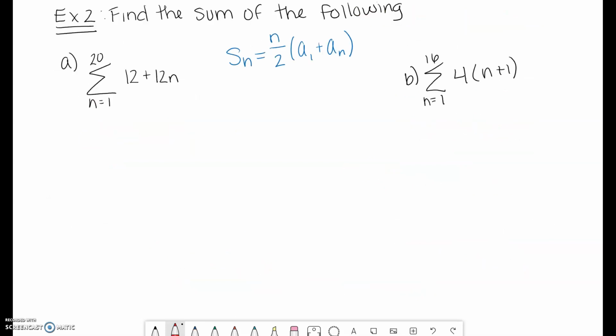Okay, so we found the missing terms. Now we're going to find the sum of the following arithmetic sequences. So we have the form that I was telling you about. So this number here is going to be the number of terms.